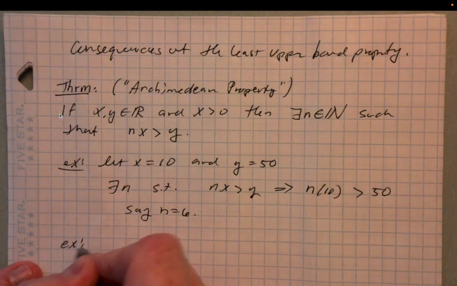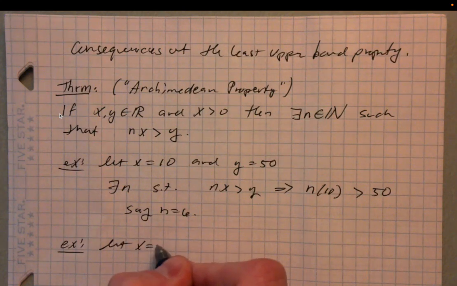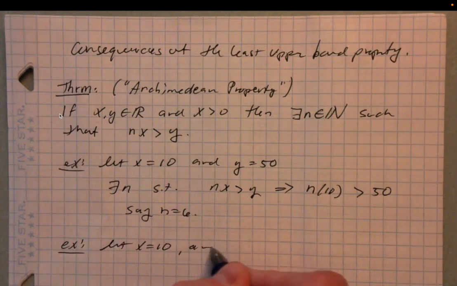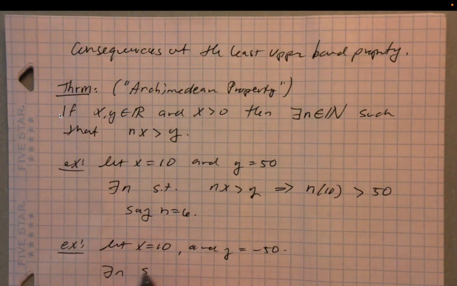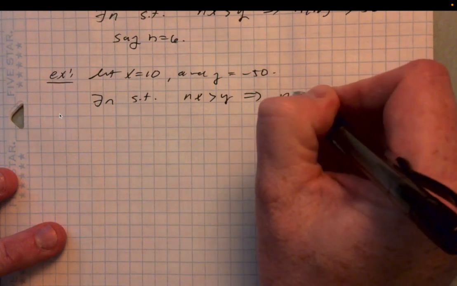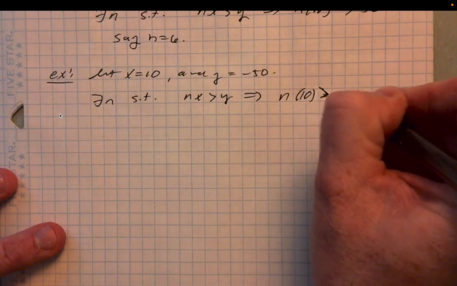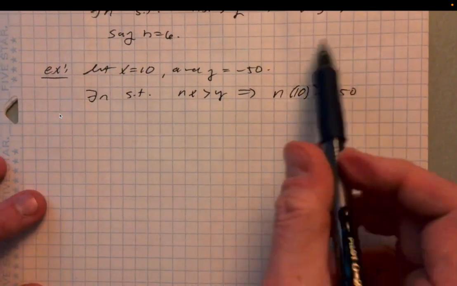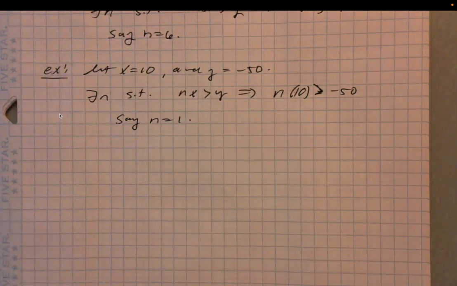Let's see another example. What about x equals 10 and y equals negative 50? There exists an n such that nx is greater than y, and so that implies n times 10 is greater than negative 50. Well, that's easy. I can just set n equals 1. 1 times 10 is 10, which is definitely greater than negative 50. So you get the idea.